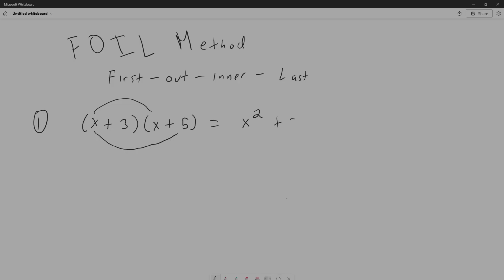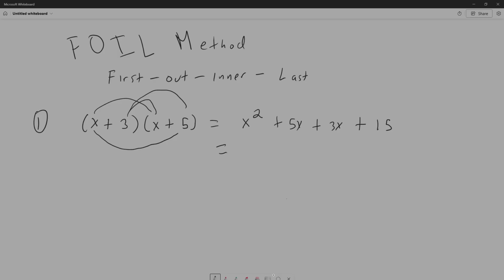Now we're gonna multiply x times 5, that's gonna be the outer, which is gonna be 5x. Now we're gonna multiply 3 times x, which is the inner, which will give us 3x, and now multiply the last, which is 3 times 5, which is 15.